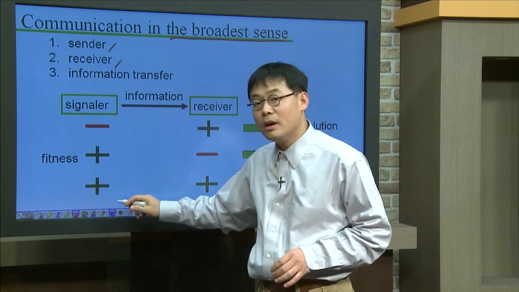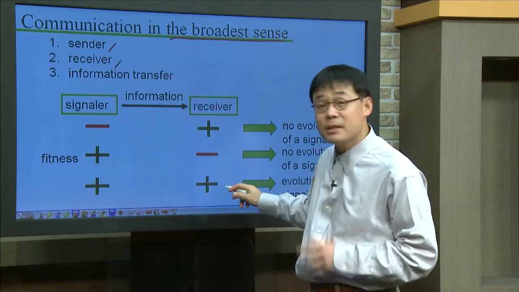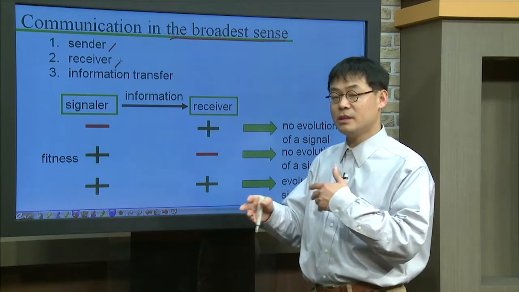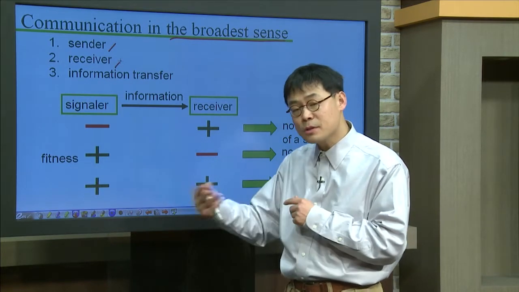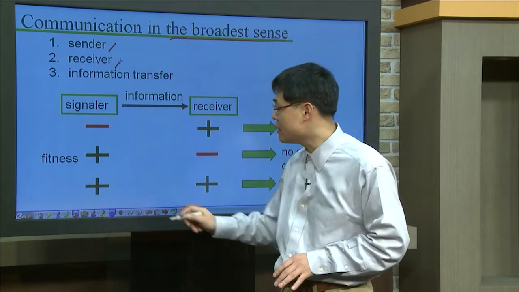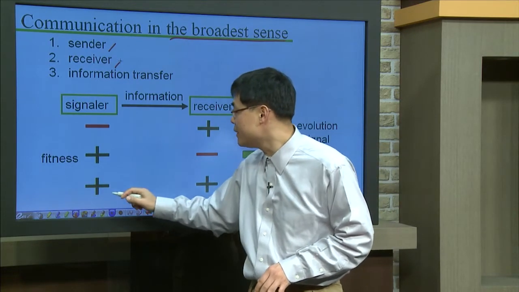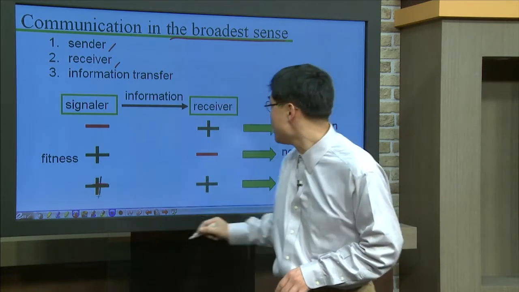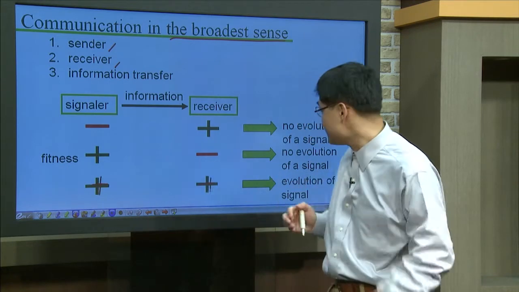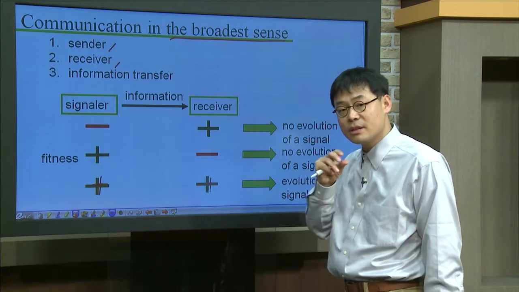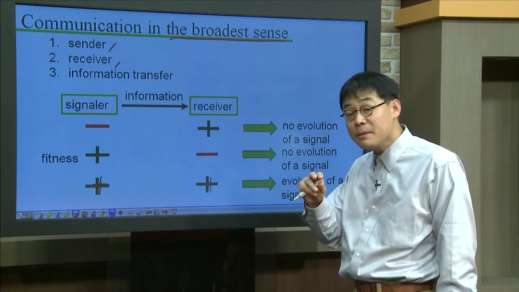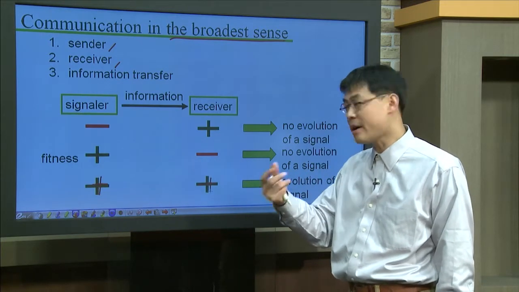But let's assume this scenario here. We have the firefly males and females of the same species giving signals to each other, and then they mate and produce offspring. Again, that's a beneficial increase of fitness to the signaler and receiver. Then we can imagine that the evolution of the signal is possible. This signal can be maintained for a long time.